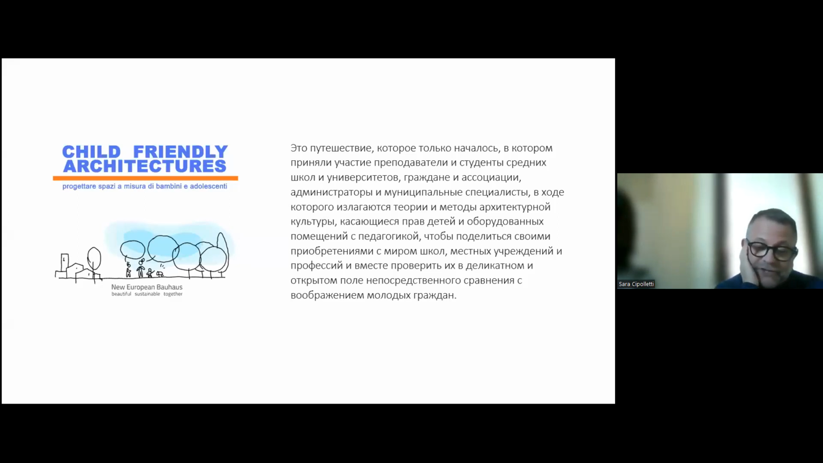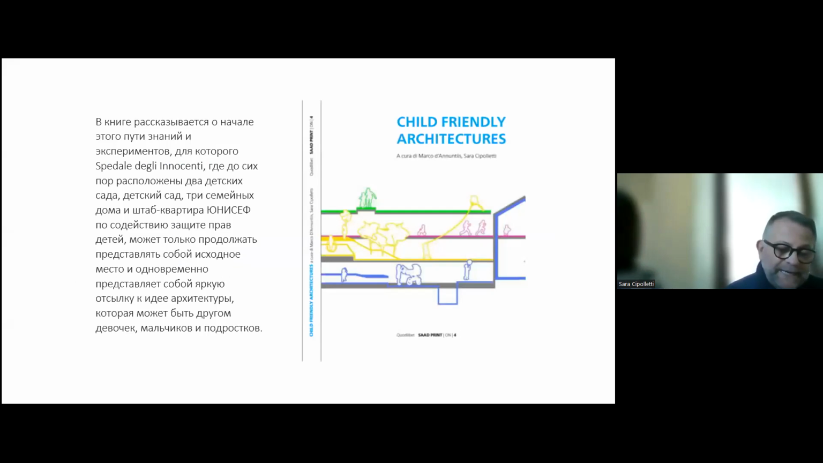The book, Child-Friendly Architecture, recounts the start of this journey of knowledge and experimentation, for which the Spedale degli Innocenti, still today home to 2 nursery schools, a nursery school, 3 family homes, and the Unicef headquarters for the promotion of the care of rights of childhood, can only continue to constitute the original place and simultaneously represents the clearest reference towards the idea of an architecture that can be a friend to girls, boys, and adolescents. Thanks.